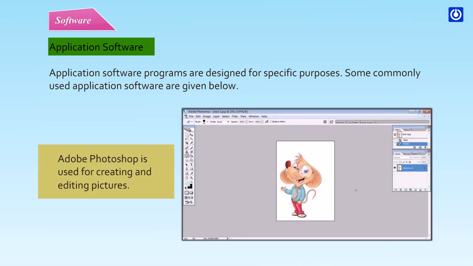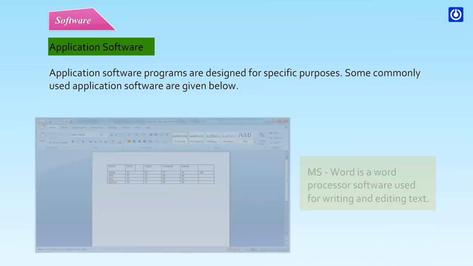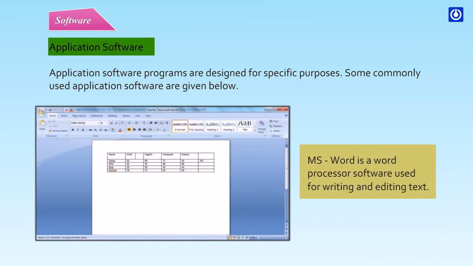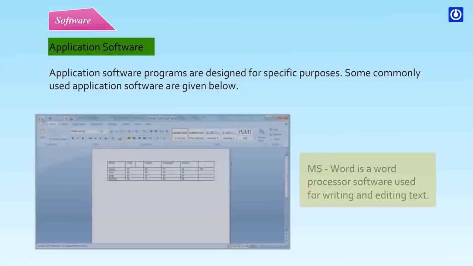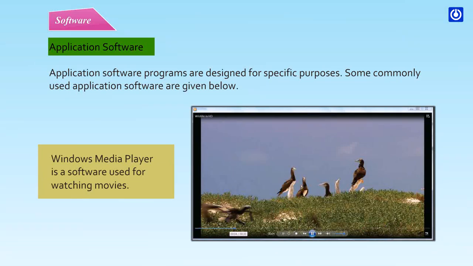Adobe Photoshop is used for creating and editing pictures. MS Word is a word processor software used for writing and editing text. Windows Media Player is a software used for watching movies.